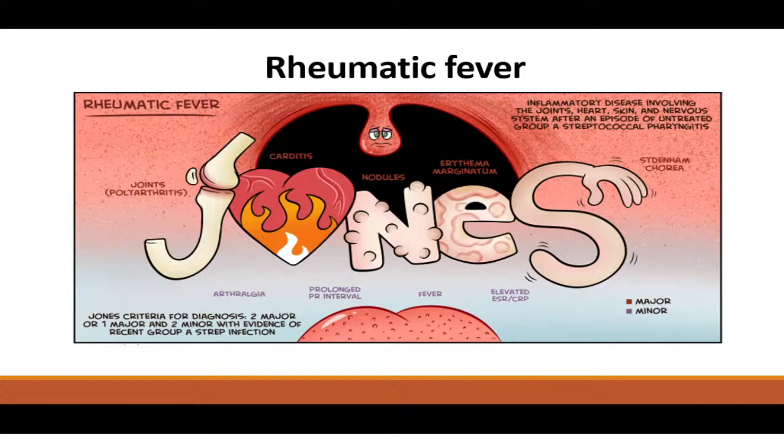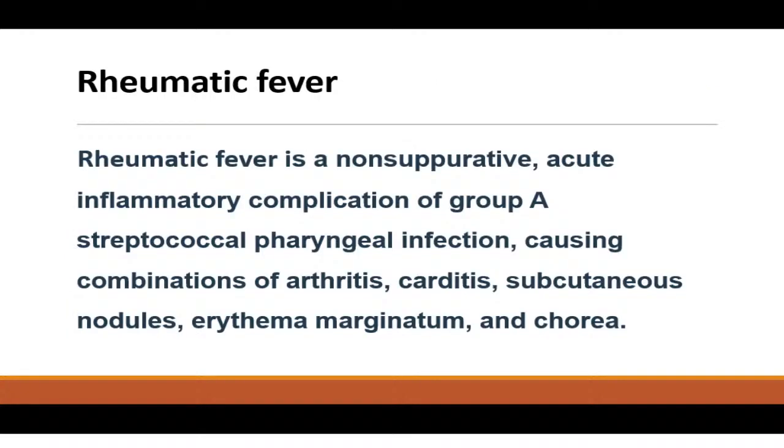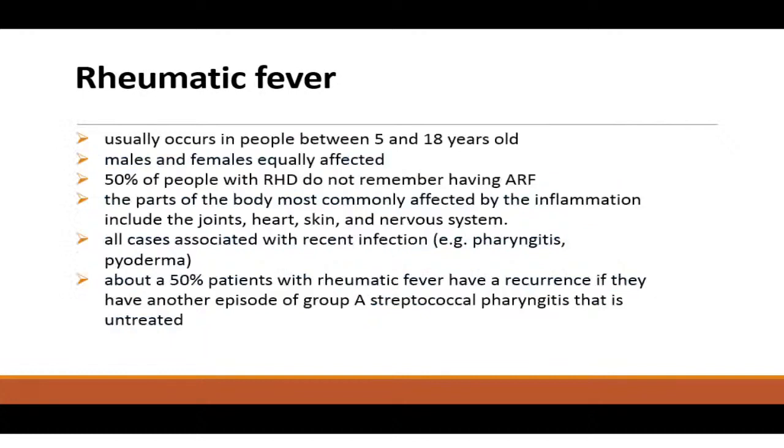So today's topic is rheumatic fever. What is it? It's a non-suppurative acute inflammatory complication of group A streptococcal pharyngeal infection causing a combination of different clinical manifestations like arthritis, carditis, subcutaneous nodules, erythema marginatum, and chorea. It's the classic clinical signs of rheumatic fever.